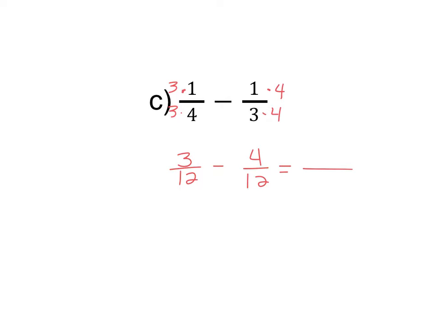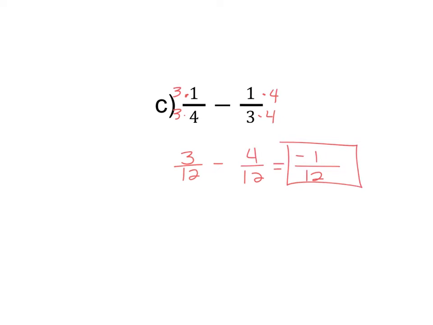Okay, now we have a common denominator. We can subtract straight across on the top. 3 minus 4 gives you -1/12. Cannot reduce that, so there is your answer.